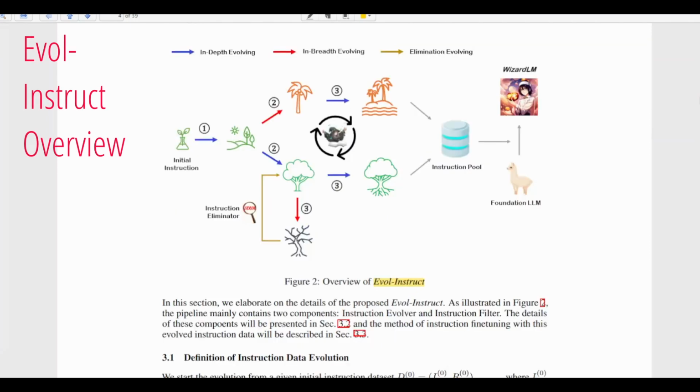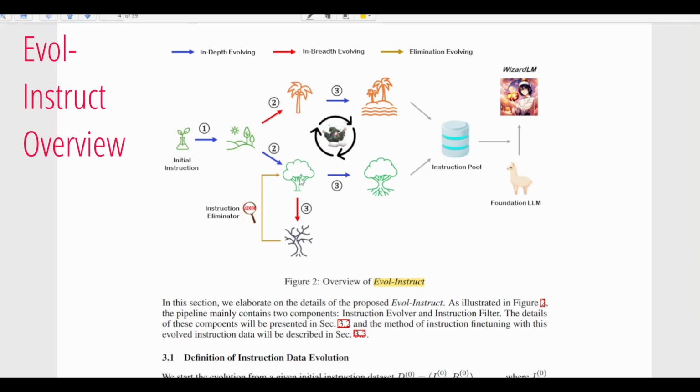at random. Let us look at the flowchart that shows how we move from the initial instructions to the point when you have an instruction pool that we use to train the foundation LLaMA model to create the WizardLM model. The first step is taking the initial instruction and the prompt to create the first complex instruction or the first diverse instruction.